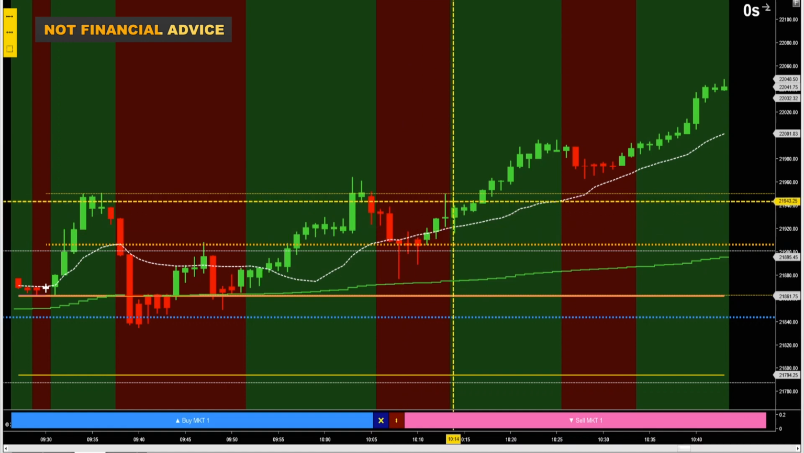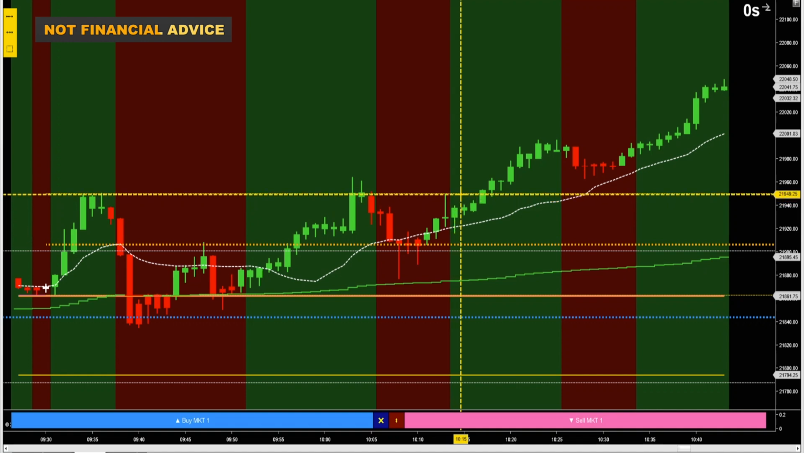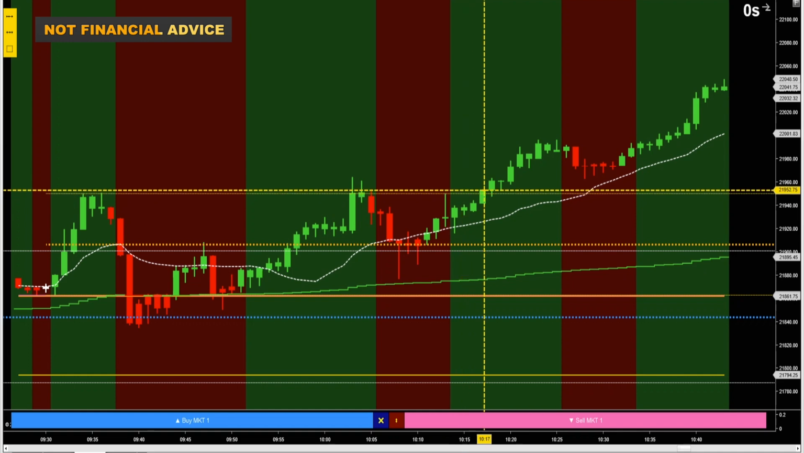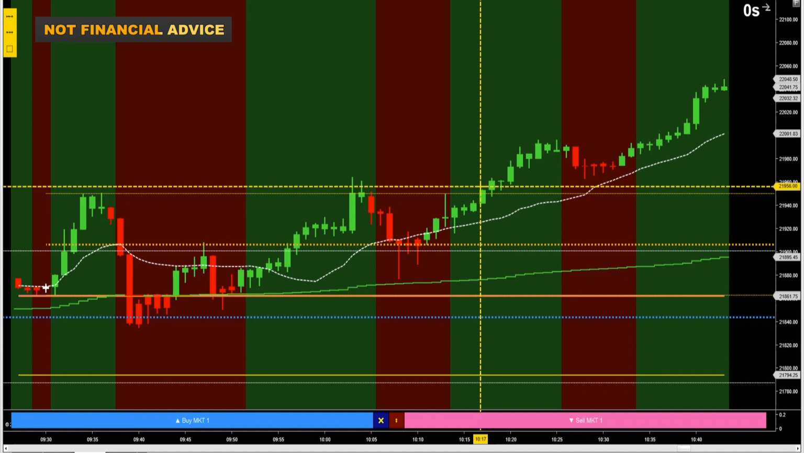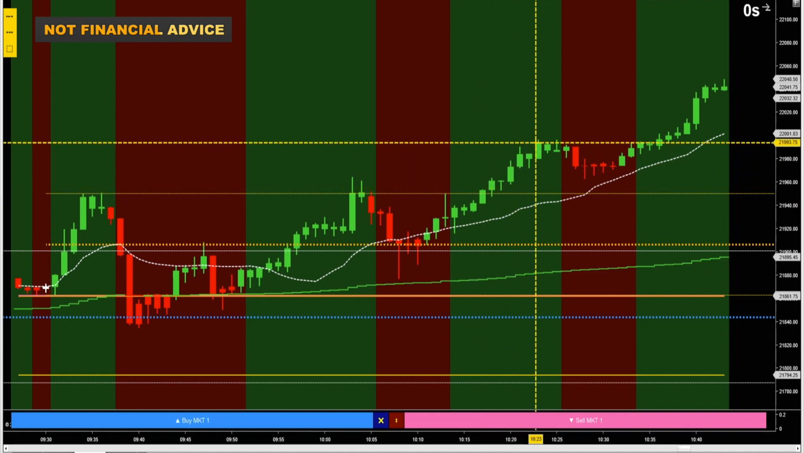Next background change. Green candle, green background, looking for a break above. We're pretty close to the high of the 5-minute opening range. Might want to wait for that to break. Here we get a close above the 5-minute opening range. Take a break above. We pop up almost 40 points.